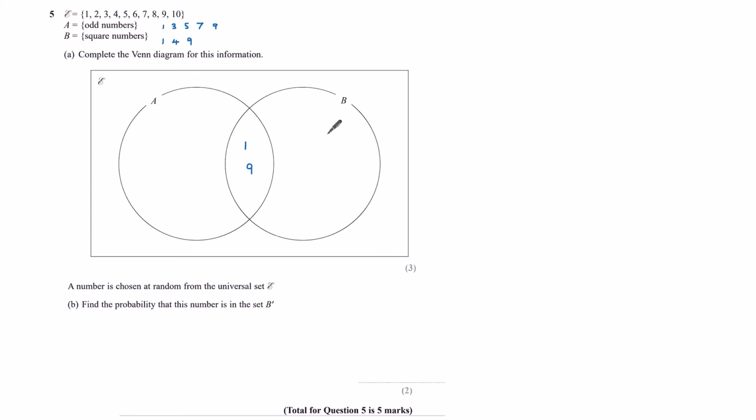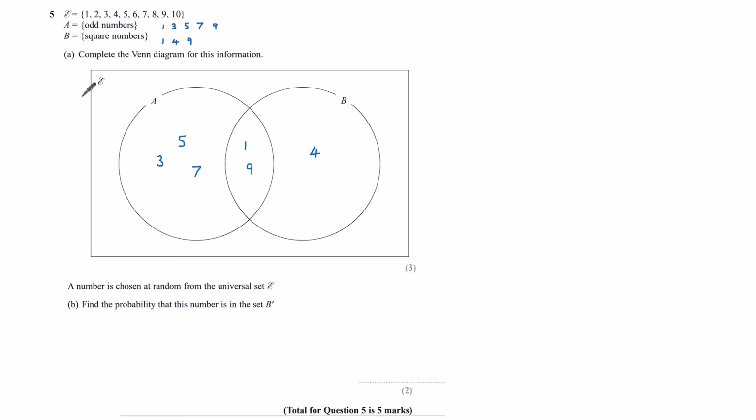Now I can fill in the rest of the circles. So if I look at set B, there's only one number now that isn't included, and that's the number 4. So that is the only square number which is not odd. And I can now place my other odd numbers which are not square numbers into this circle A. So I've got 3, 5, and 7.